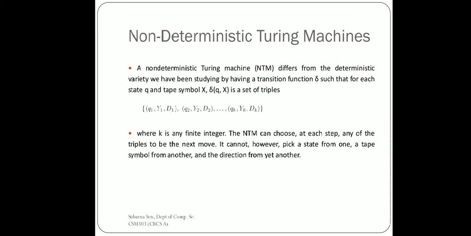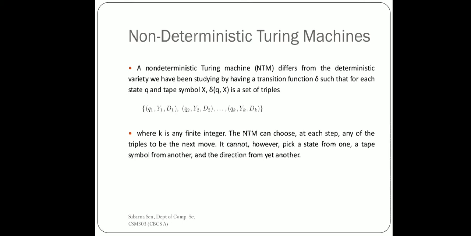Here you can see a non-deterministic Turing machine differs from the deterministic variety that we have been studying, having a different transition function. If you remember, in the case of a deterministic Turing machine, whatever transition function we used, delta of q comma x, it was supposed to move to a new state, write a new symbol to that location, and give the direction in which the Turing machine is going to move next, whether it will move left or right.